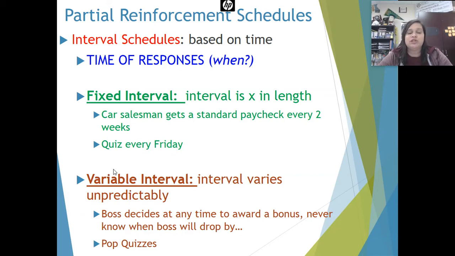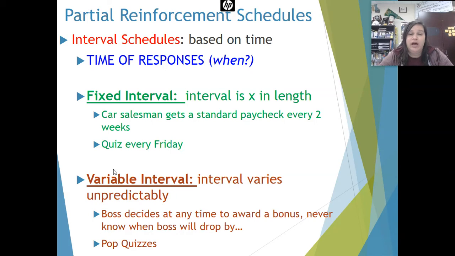In a variable interval, the interval varies unpredictably. We don't know when the reinforcement will come. So let's say you get a bonus whenever the boss comes by, but you don't know when the boss is going to drop by. Maybe he'll drop by once a month. Maybe he drops by every other week, but you don't know when that will happen. Pop quizzes are a classic example of variable interval. Sometimes you have a quiz on Friday, sometimes it's on Tuesday. You don't know.